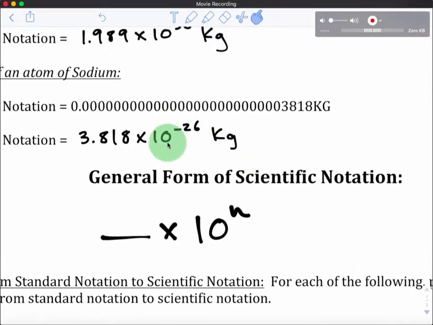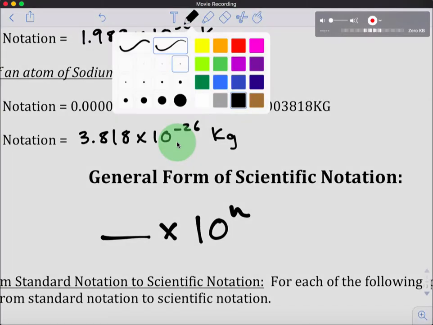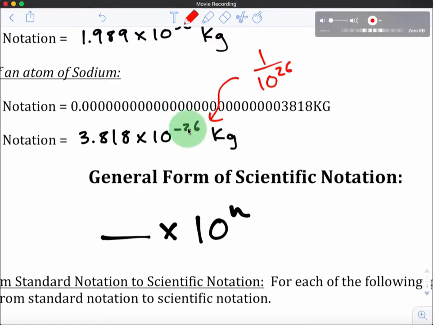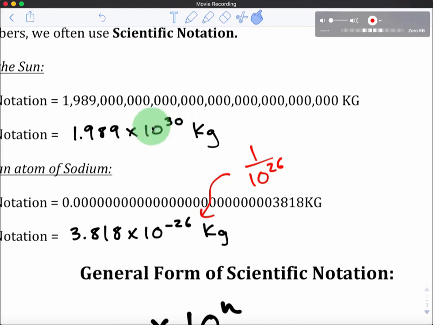Remember that 10 to the negative 26th, if you don't recall, means 1 over 10 to the 26th power. So remember, this is a very, very small number, and hence it makes sense in the context of writing out a very small number in scientific notation. Of course, 10 to the 30th power is a very large number, hence why it makes sense in the context of writing this in scientific notation.